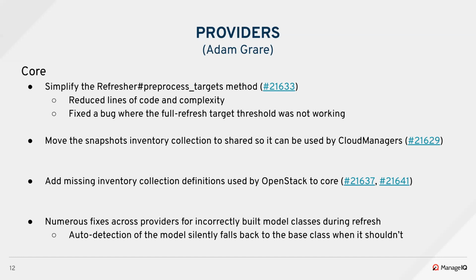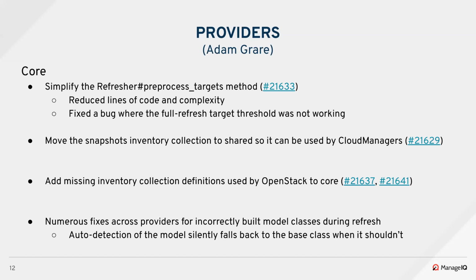And then this sprint, we had a lot of fixes across basically all of the providers for incorrectly built model classes during refresh. So we're working on adding an enhancement so that when the model class is auto-detected, it doesn't fall back to the base class when it shouldn't. This was being done if you didn't correctly either define the class or add require nested or a few other possible reasons why it could happen.